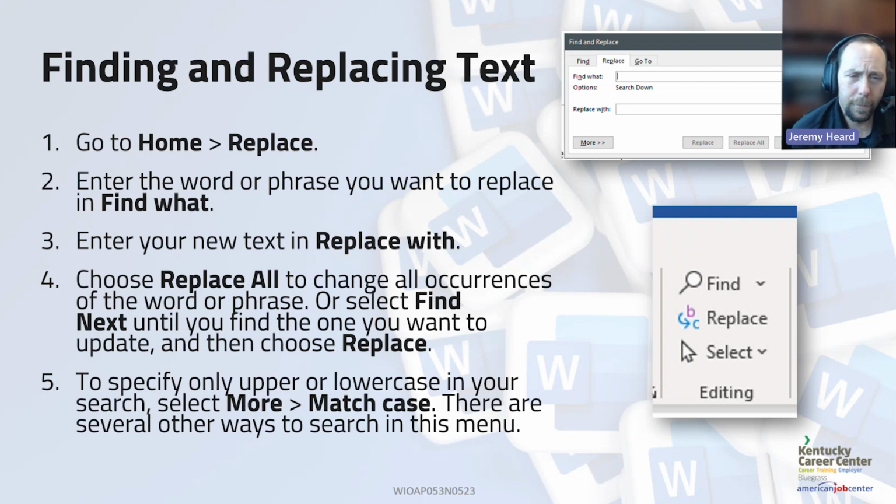You can choose either replace or replace all. If you choose replace, it will find the first instance of that word and it will replace it, and then it will move to the next one and ask you if you want to replace it. If you choose replace all, it will find all instances of that word or phrase, and it will change them all at once. You can also select some options within this and choose if you want to match case.